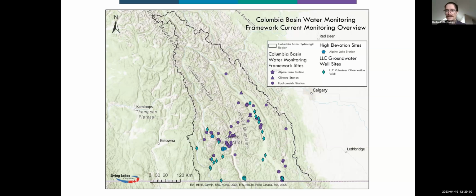For 2023, this year, and the second year of the framework project, we expect to install at least 20 more hydrometric stations, 8 lake level stations, and 4 climate stations by the end of the field season.